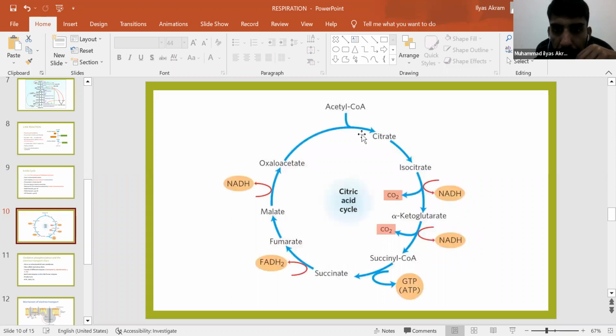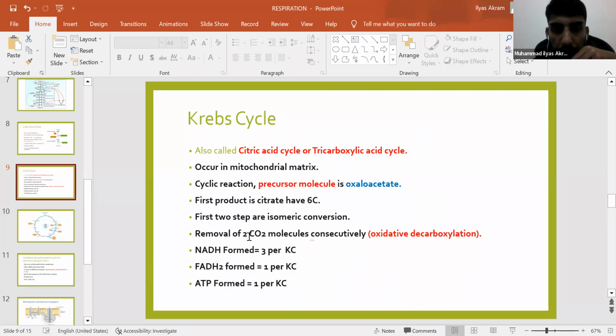This is a Krebs cycle that will start from the citrate and end with the oxaloacetate. So when the acetyl CoA enters the mitochondrial membrane, a water molecule hydrolyzes it and it forms citrate. The acetyl CoA combines with the oxaloacetate and forms a citrate molecule, and citrate is converted into its isomeric form, that is isocitrate. Isocitrate is converted into the alpha ketoglutarate molecule by the removal of carbon dioxide. Another molecule of carbon dioxide is removed and it forms succinyl CoA molecule. That's why we said here that removal of two carbon dioxide molecules consecutively is called oxidative decarboxylation.